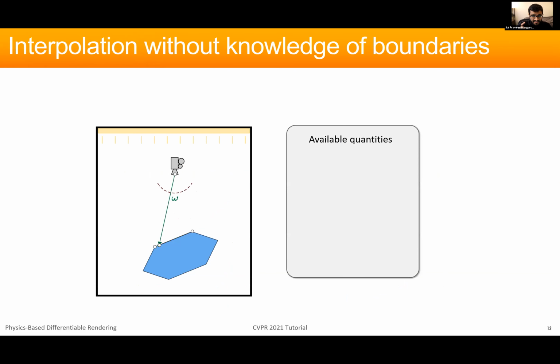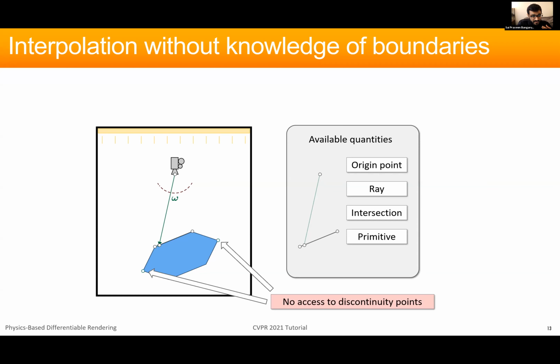But producing that interpolation can be kind of tricky. Unlike a traditional interpolation problem, the only quantities we know about a specific ray intersection are the origin point, the ray, the intersection, and the primitive that we intersected. What we don't know are the locations of the discontinuities. For a mesh at least, they can be far away, and you have no information from a local intersection about where exactly they are. So our primary goal is to do this interpolation without incurring the cost of locating boundaries. Because if you could locate the boundaries, you could just use edge sampling methods and they would give you better performance.